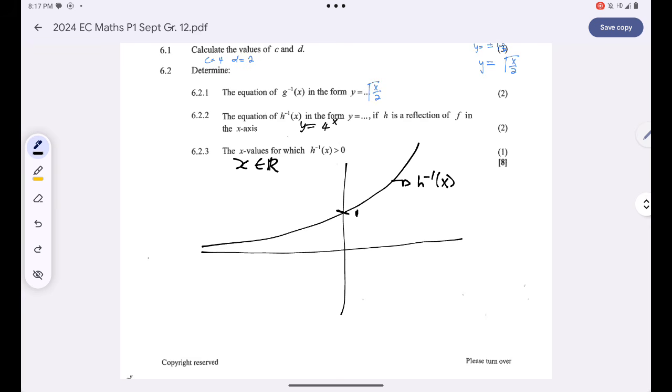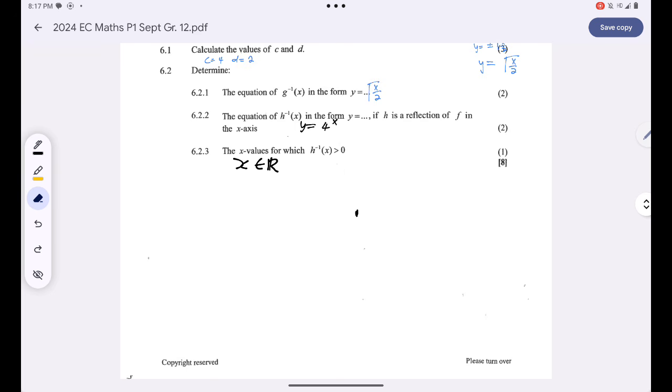Are you together? Our graph is above the x-axis for all values of x. That's how, guys, we're supposed to tackle this question over there.